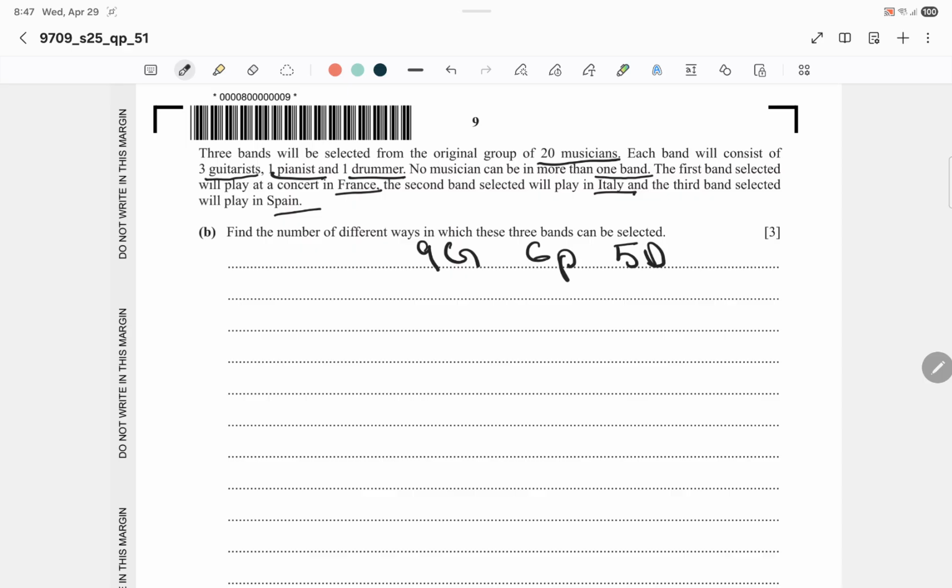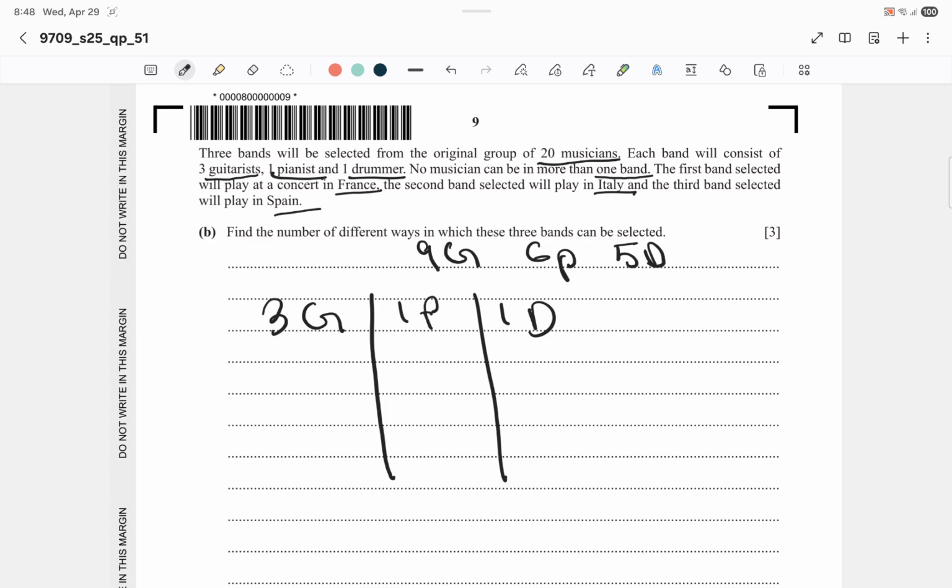Okay, so how can we do this? Each band will consist of 3 guitarists, 1 pianist, and 1 drummer. Okay.